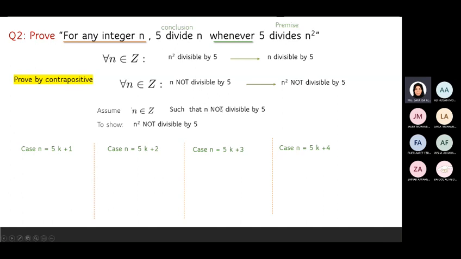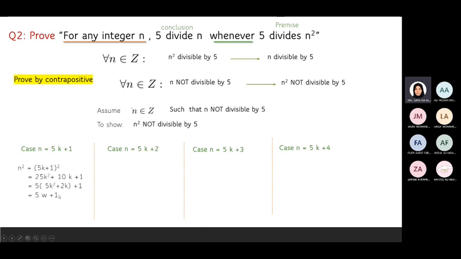When I say n not divisible by 5 معناته ممكن تكون with remainder 1 ممكن with remainder 2 ممكن with remainder 3 أو 4. In each case I have to show what is n square. أحسب n square. I know that n is equal to 5k plus 1. أسوي لها squaring. أوزع الباور. لازم يكون عندي هني one of the remainder. هني عندي 1 فأخذ 5 as a common factor between the rest. So I get the form 5w plus 1.